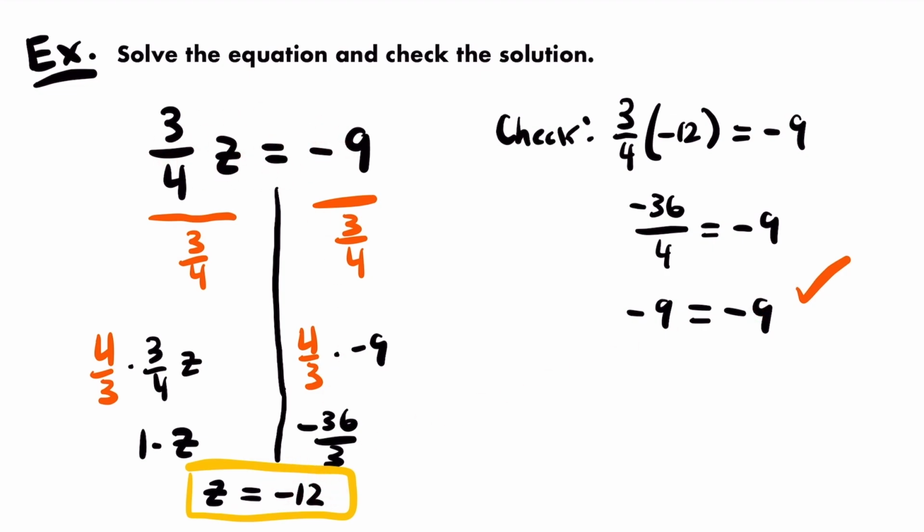Okay, so the bottom line here, something that you might want to make a note of, is that when the coefficient of the variable is a fraction, instead of dividing both sides of the equation by that fraction, just immediately go to that step of multiplying by its reciprocal.